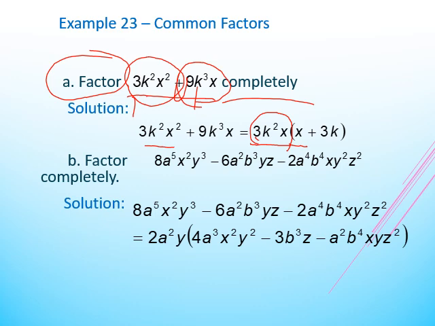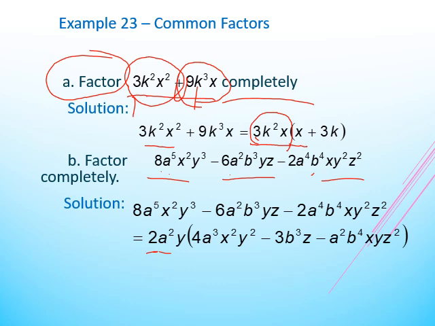Number B, factor this polynomial or algebraic expression completely. We have three terms and we want to take a factor. Again, we will take the smallest value of numbers and the smallest power. Here we have 8, 6, and 2. We will take the smallest value, which is 2. We have a to the power 5, a to the power 2, a to the power 4, so the common is a to the power 2, which is the smallest power.